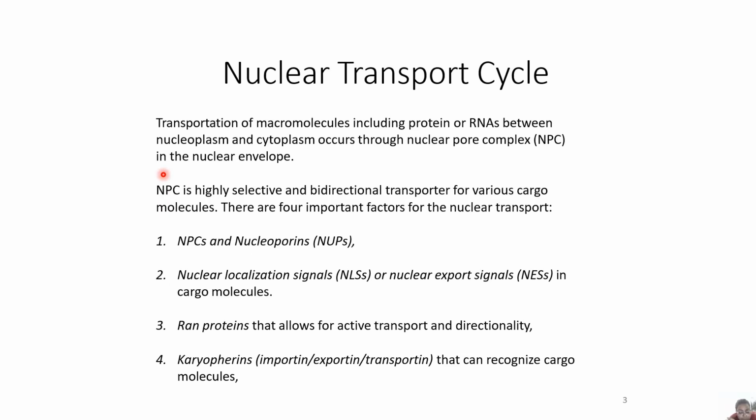Transportation of macromolecules including proteins or RNAs between nucleoplasm and cytoplasm occurs through the nuclear pore complex in the nuclear envelope. Now NPC is a highly selective and bidirectional transporter for various cargo molecules. There are 4 important factors for nuclear transport: NPCs and nucleoporins, nuclear localization signals and nuclear export signals in cargo molecules, RAN proteins that allow for active transport and bidirectionality, and karyopherin-like importins and exportins that can recognize cargo molecules.